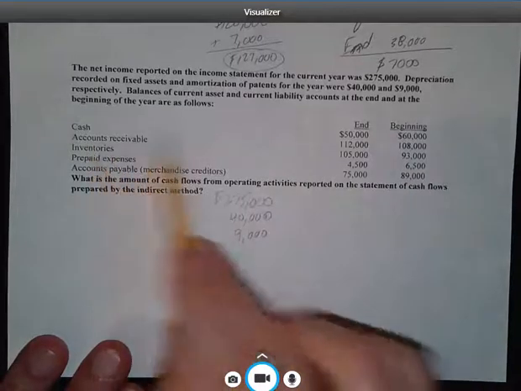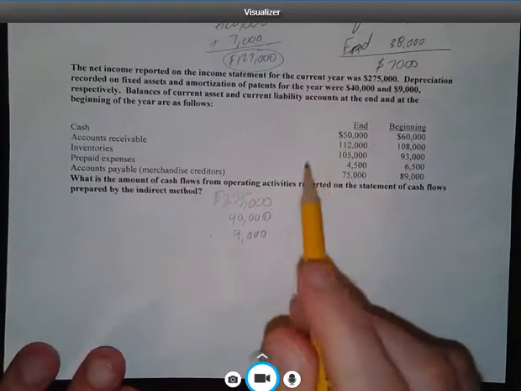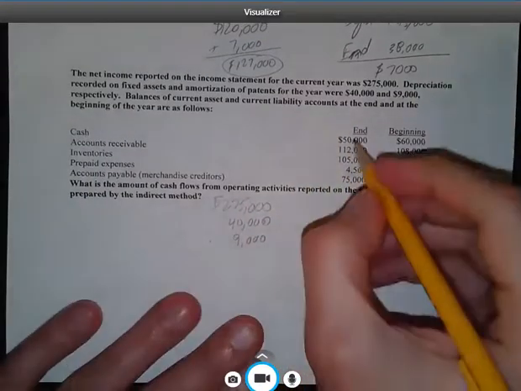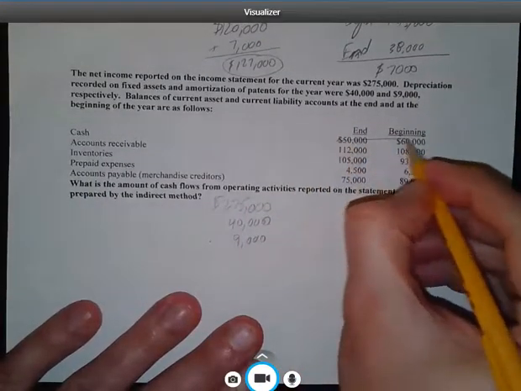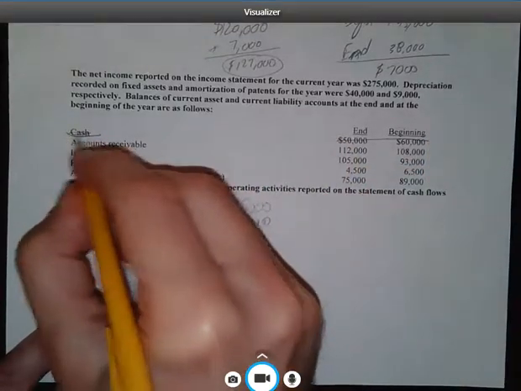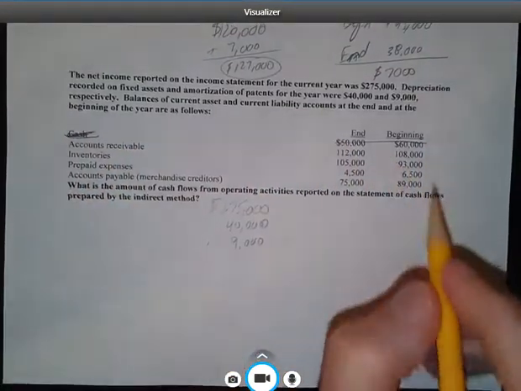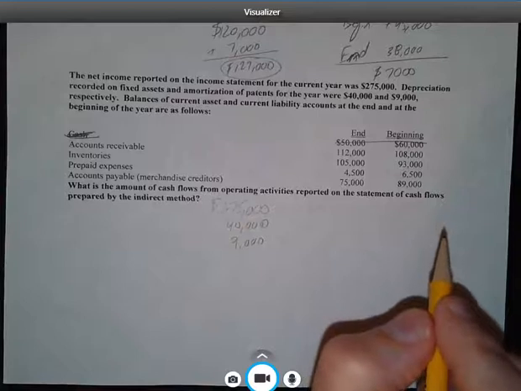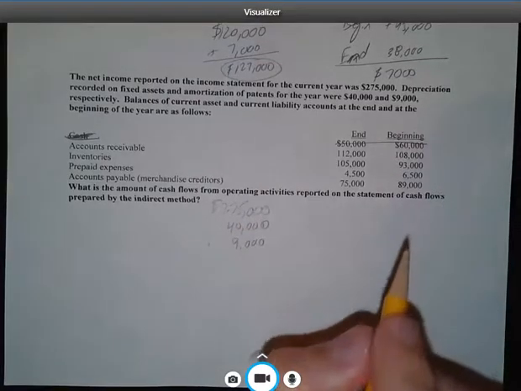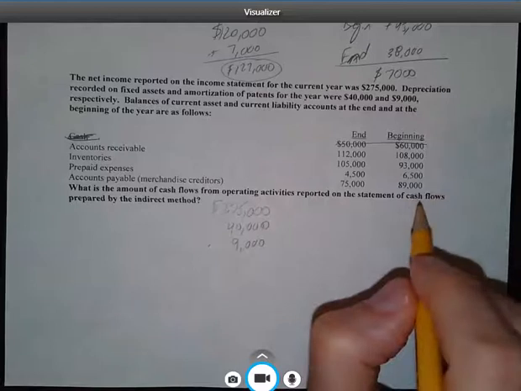First item we have on here is cash. I want you to put a line through that, and even through the word cash. We're not going to touch cash. Forget about cash.